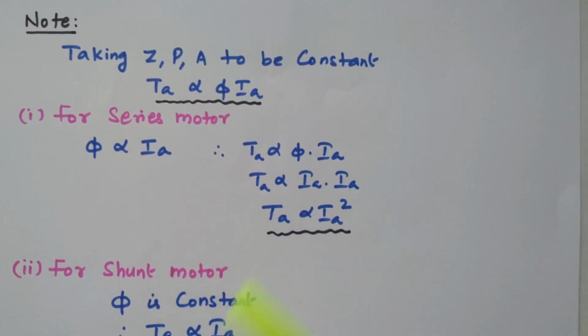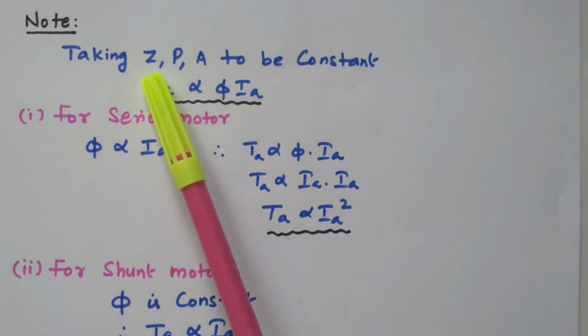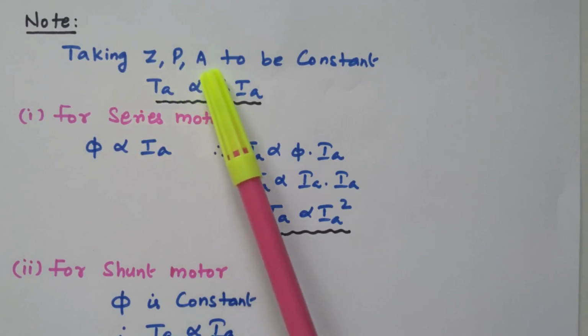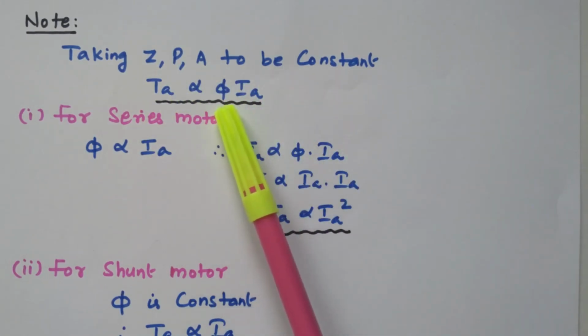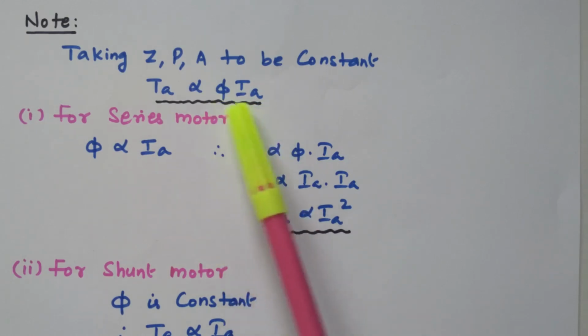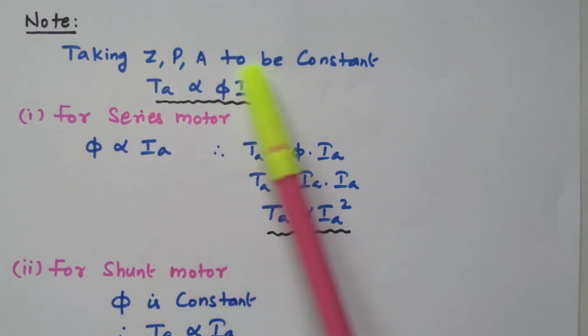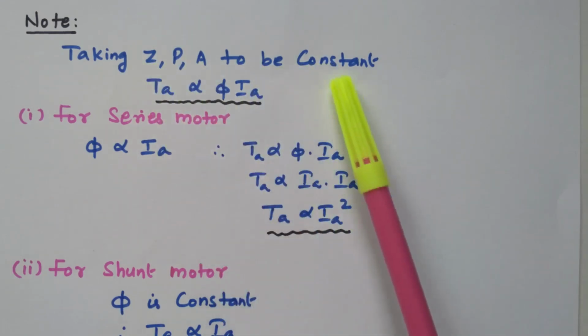In the armature torque equation, the number of conductors, number of poles, and number of parallel paths are always constant. Only the variables are the flux (phi) and the armature current IA. These two are variable parameters. The remaining are always constant.